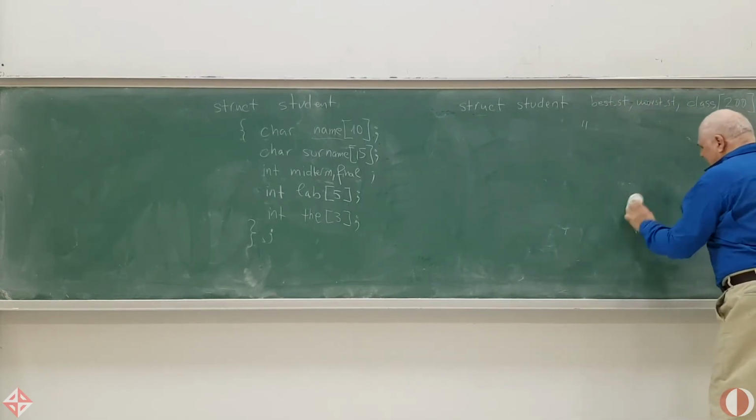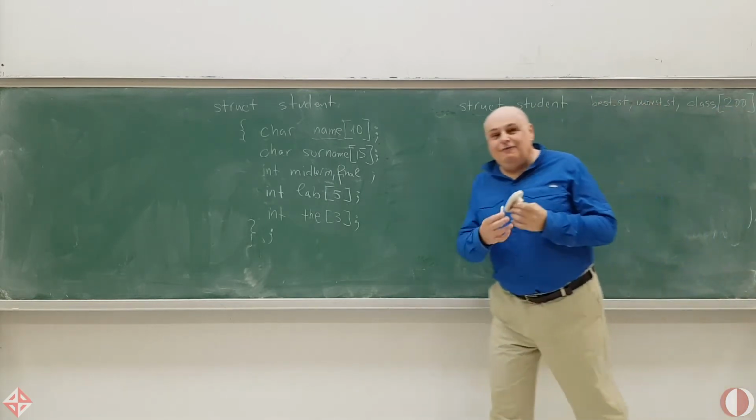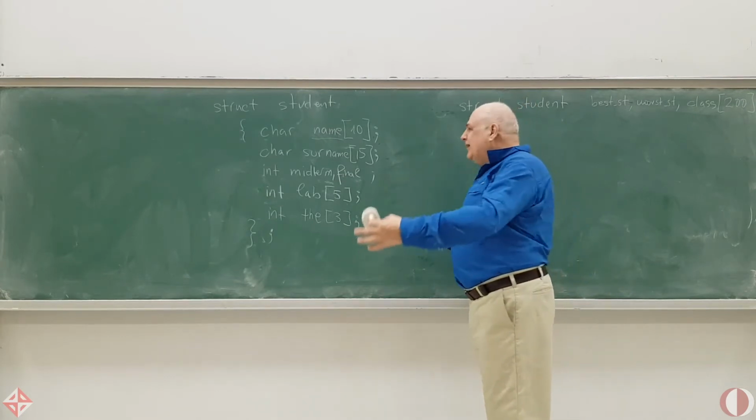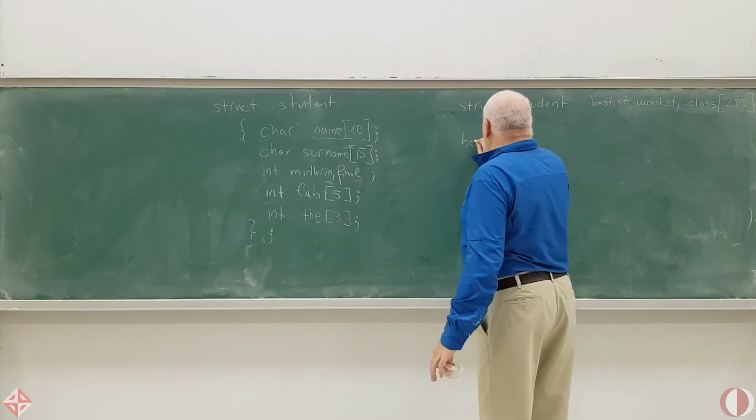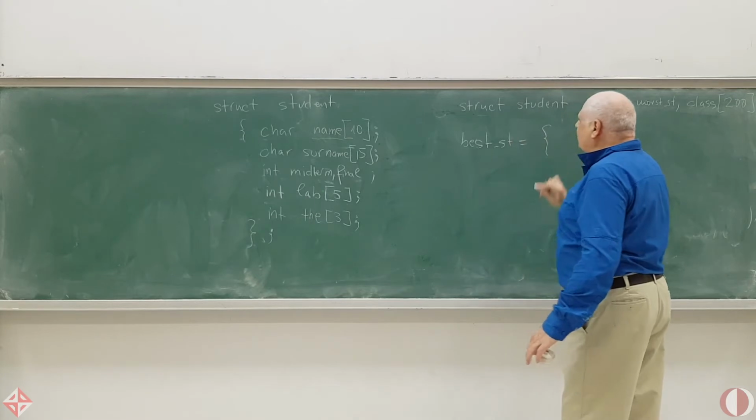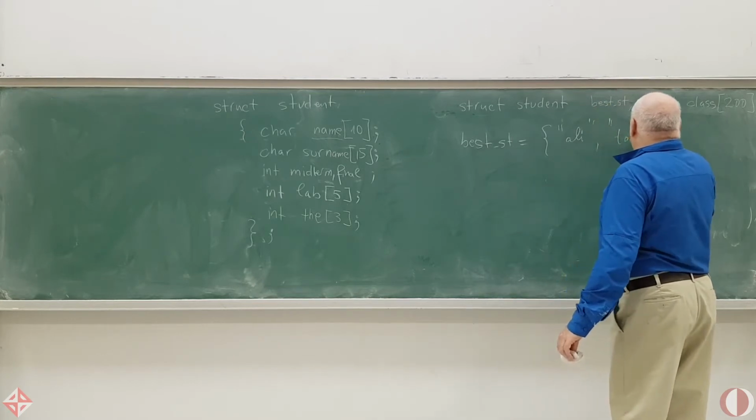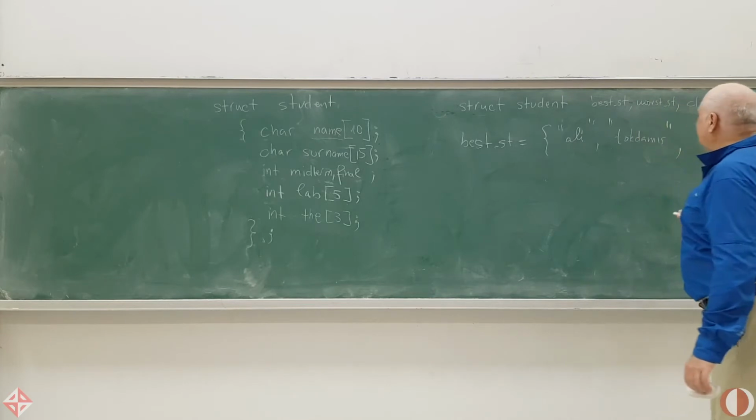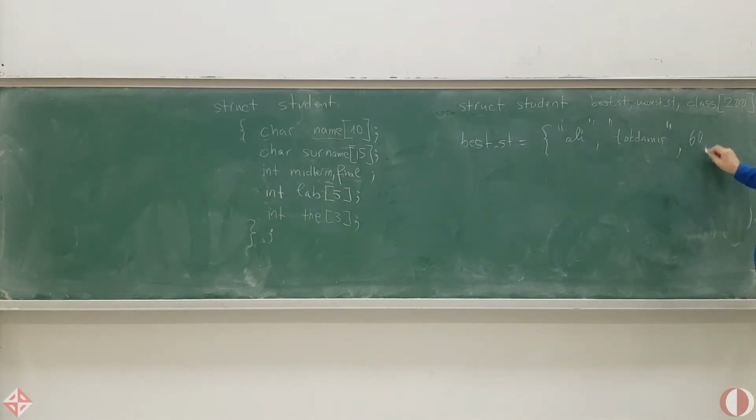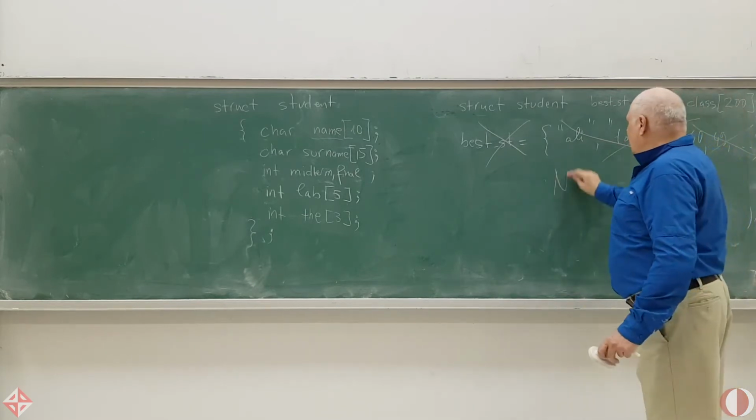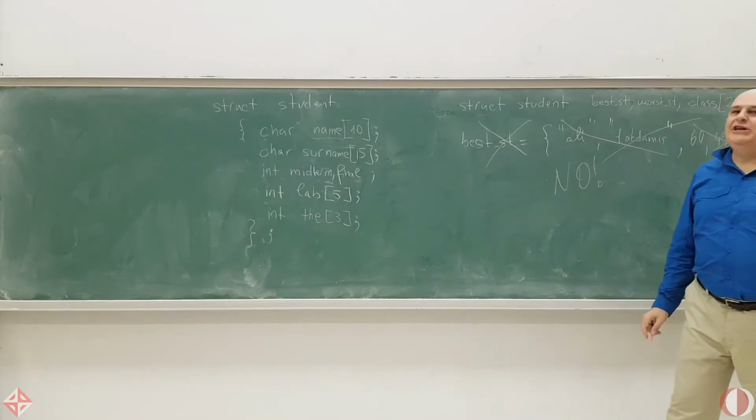So, despite all our wishes and expectations, you cannot do something like this. best_student is equal to curly brace, name Ali, and he got a 60 and 49, etc. This is unfortunately not allowed. No, you cannot do this.